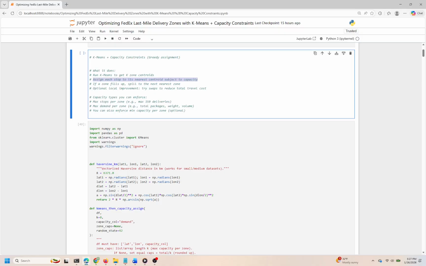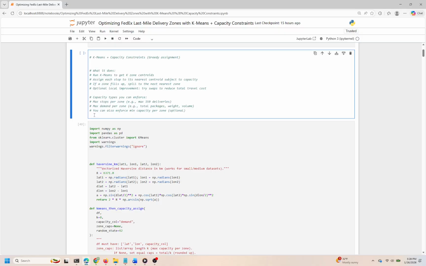It's important to consider the trade-offs involved. For example, if one zone is filled while another is underutilized, we may end up with inefficiencies. Additionally, we have the option for local improvements through swapping assignments to achieve further reductions in total travel costs. This is a tactical step that can help fine-tune our delivery routes. Assumptions in this approach include the accuracy of distances calculated for zone assignments and the definition of capacity constraints. Learners should be cautious about how they define these constraints, as they can significantly impact the effectiveness of the algorithm.